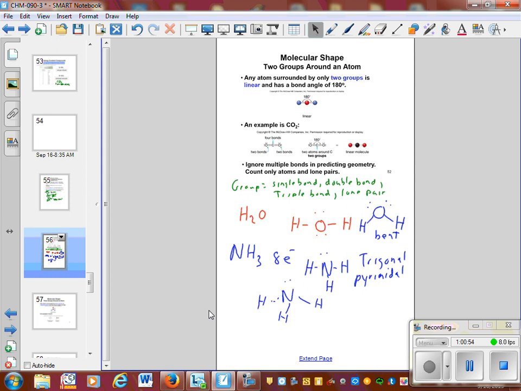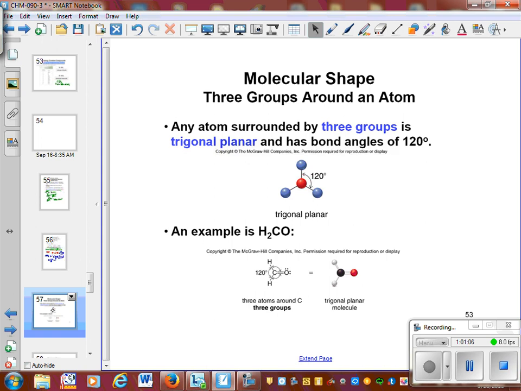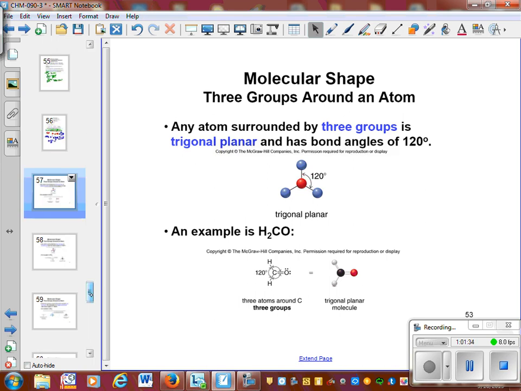So there's trigonal planar. If we look at formaldehyde, even though we have a carbon-oxygen double bond and 2 hydrogens, we only have 3 groups. We have a double bond and 2 single bonds. 3 groups. They all have atoms attached to them. So formaldehyde is trigonal planar. So the progression is linear, trigonal planar, and then tetrahedral. Is that the ones that we need to know? Yeah, there's a table, and I'll show you how easy it is to figure it out.